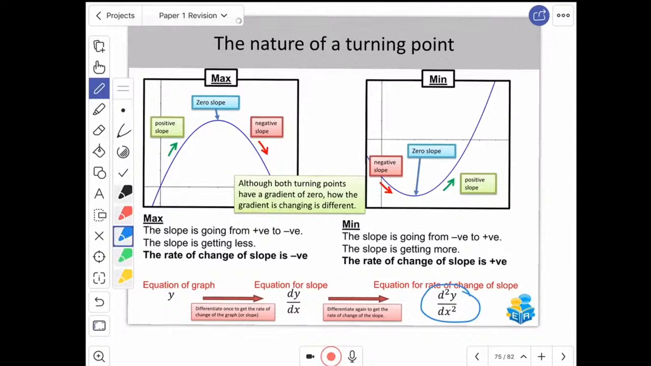And you sub your x value into that second derivative, and if the answer is less than 0, it's going to be a maximum point. And it's all written here. If the rate of change of slope is negative, it's going to be a maximum point. And if it's positive, so bigger than 0, it's going to be a minimum. Now, that's the counterintuitive way of thinking about it, but it's because it's going from a positive to a negative and a negative to a positive. But you need to learn that off by heart, okay?